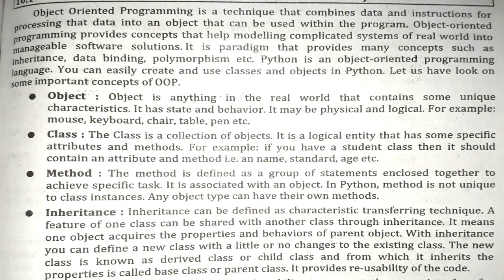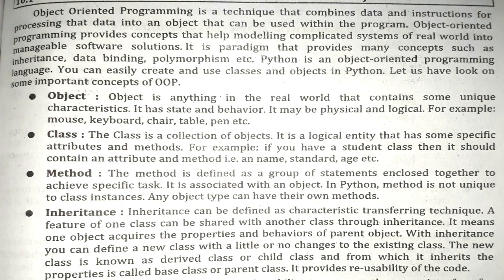An object is nothing but a real world entity that contains some unique characteristics. For example, mouse, keyboard, chair, table, pen, these are objects. Then we have class. A class is nothing but a collection of objects, or a logical entity that has some specific attributes and methods.